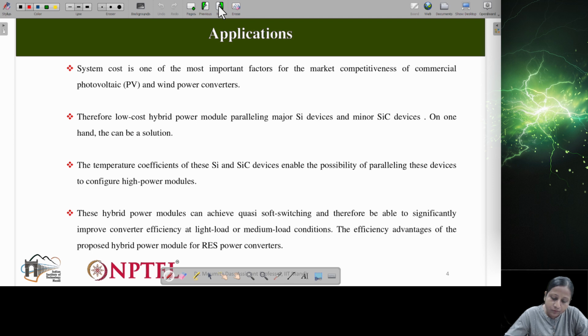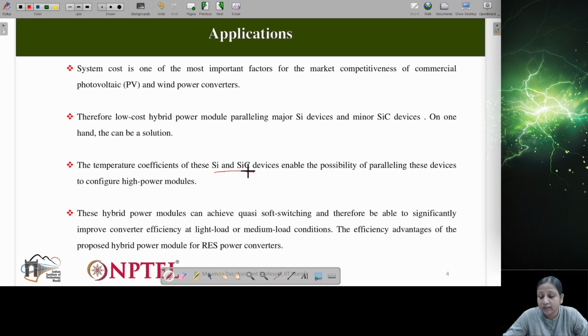So this can be one of the solutions. The temperature coefficient of the silicon carbide device enables the possibility of paralleling of these devices to configure high power modules. As you know, at high power applications we basically need to use silicon carbide devices instead of silicon devices. The temperature coefficients of silicon and silicon carbide are quite close, so it will be possible to connect them in parallel.